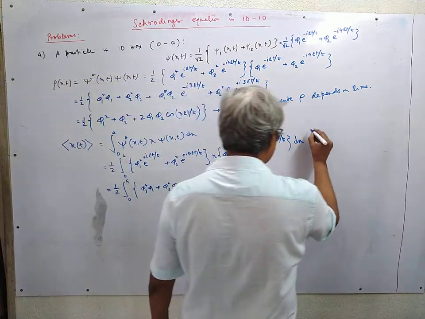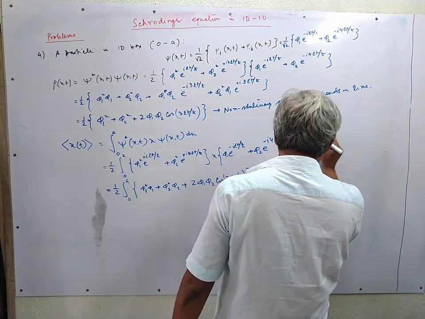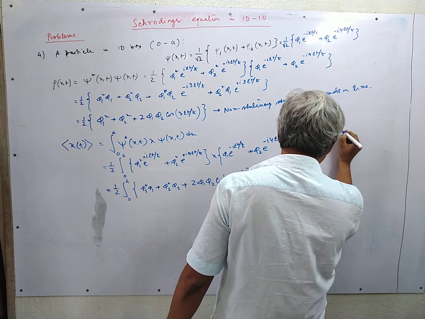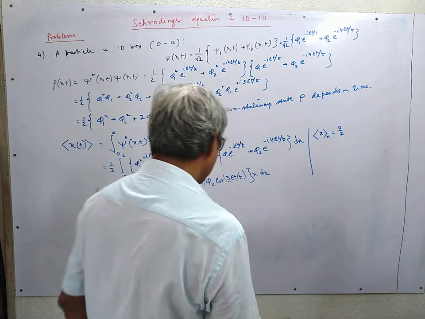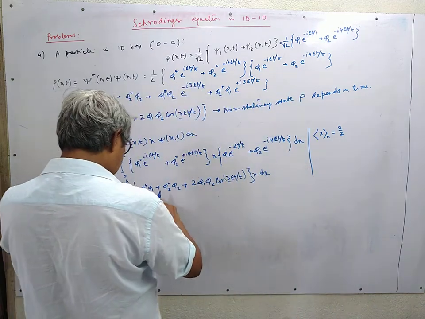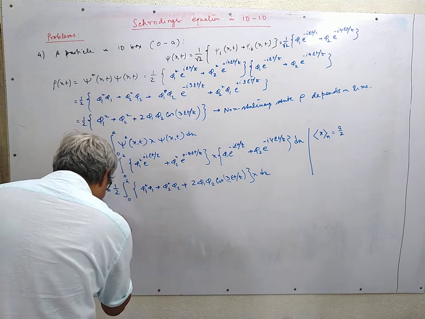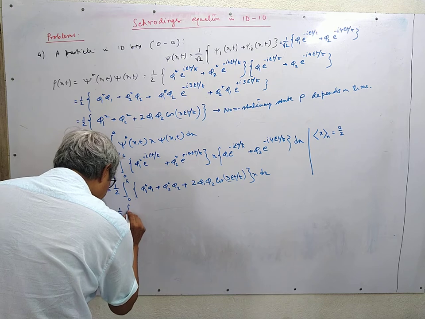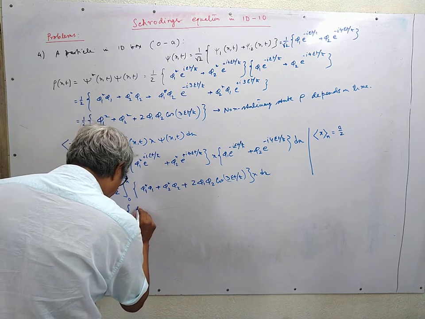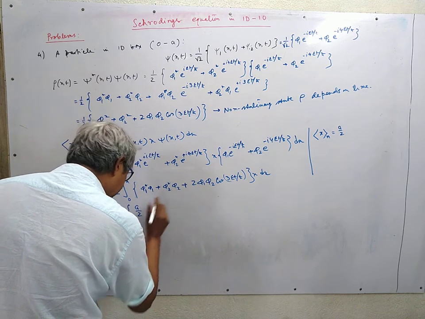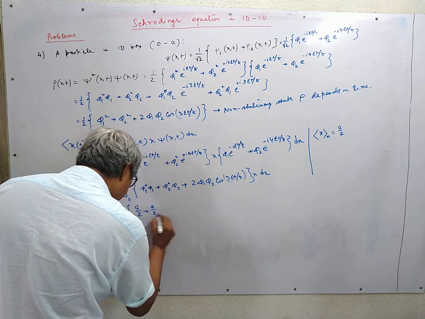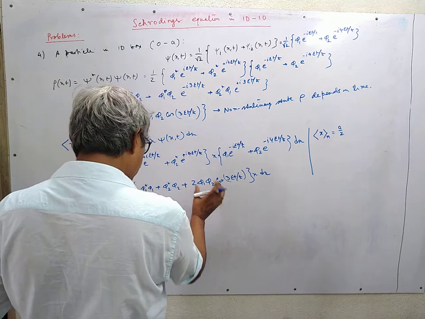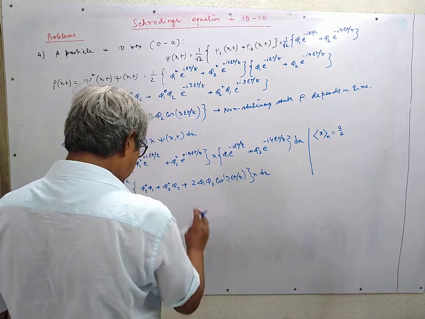Earlier in a calculation we found that expectation of x in n is a by 2 in any state. So if we multiply this and 1 by 2, from this we will have a by 2, and from this we will have a by 2, and this part is yet to be evaluated.